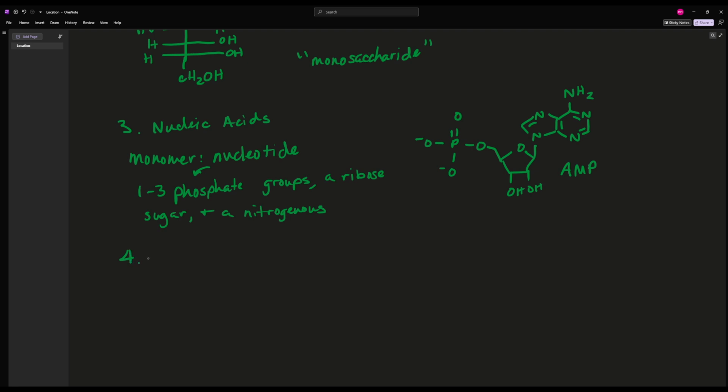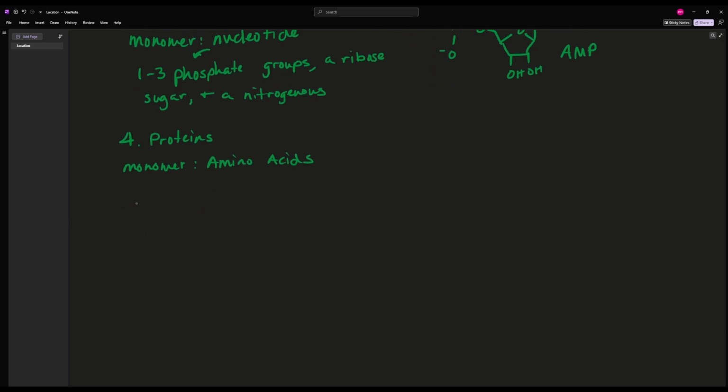Finally, we have our proteins. Proteins are composed of the monomer of amino acids. This will be our primary topic next week. Very quickly, our amino acid anatomy. Well, amino refers to an amine group and acid refers to our carboxyl group. So putting this together, we end up with this structure here.